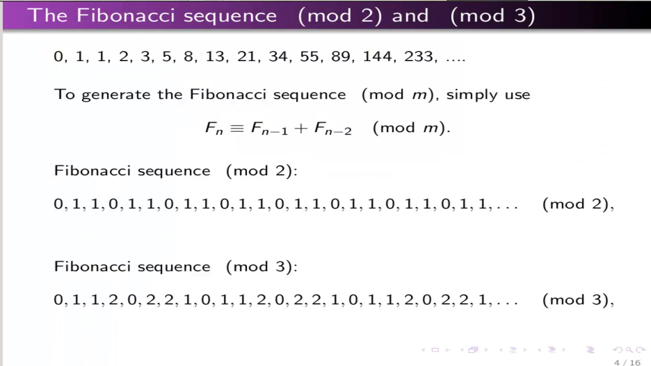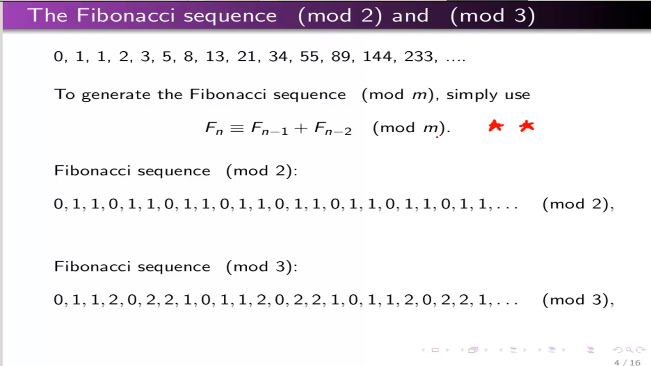Okay, here's the Fibonacci sequence, and let's take a look at it in mod 2 and mod 3. There's a couple ways we could do this. We could just take the original numbers and reduce them mod 2 or mod 3, or we can look at the defining relationship, and this is generally a much faster way, and just say that the nth Fibonacci number is congruent to the sum of the previous two, mod m.